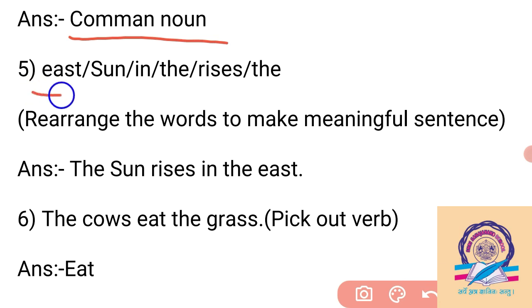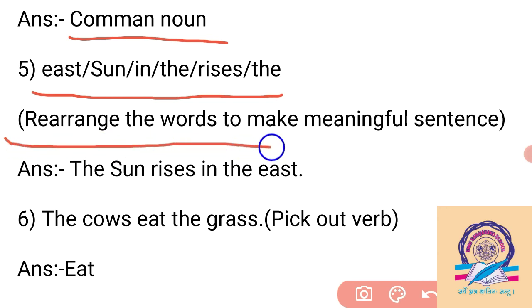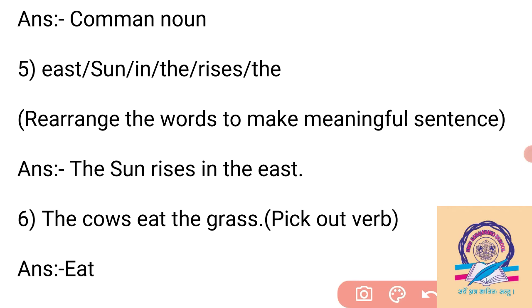Then fifth example: east, sun, in, the, rises, the. We have to rearrange the words to make a meaningful sentence here. These jumbled words are given here. We have to arrange them in the structure of the sentence, where each and every sentence begins with subject, then verb, then object, then other words, then full stop. We have to utilize this proper formula of the sentence here. So here the sun becomes the subject, rises becomes the verb, and in the east becomes the other words. So our answer is: the sun rises in the east.